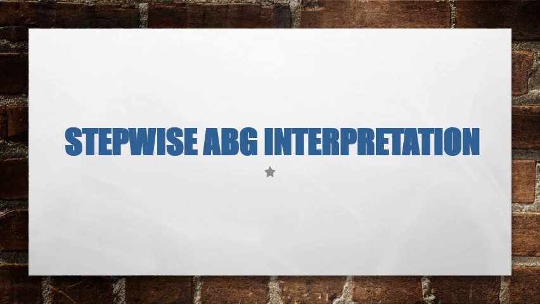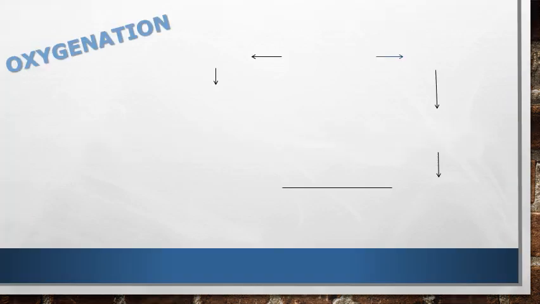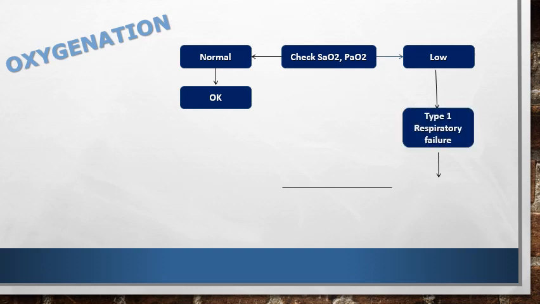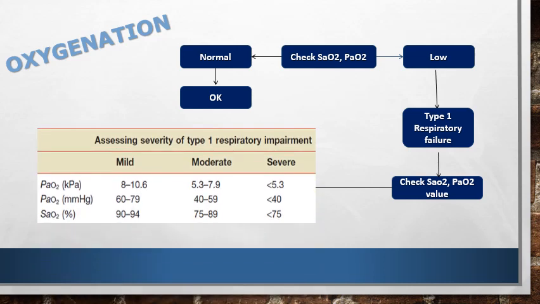So we have an algorithm for stepwise ABG interpretation. The first item will comment on oxygenation. We'll check the oxygen saturation and oxygen tension. You have two possibilities. It may be normal, which is okay, the patient has no abnormalities in the oxygenation, or it may be low. So it's type 1 respiratory failure when it's low. Then you will check the value of tension and saturation to detect the severity, as this table shows.